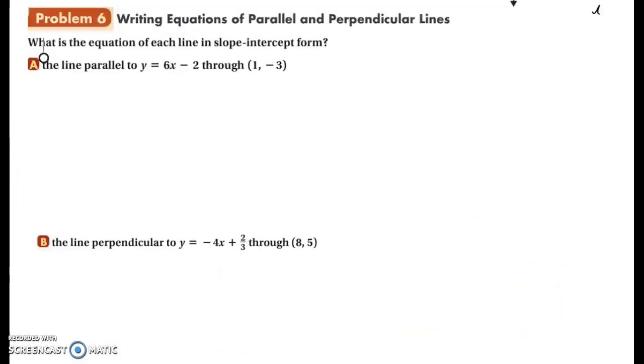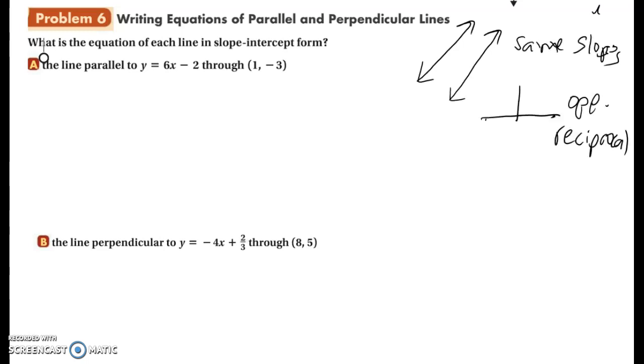Now you've watched a video on parallel and perpendicular lines. So just as a reminder, parallel lines have the same slopes. Perpendicular lines will have opposite reciprocal slopes. So now we can write equations of parallel and perpendicular lines.